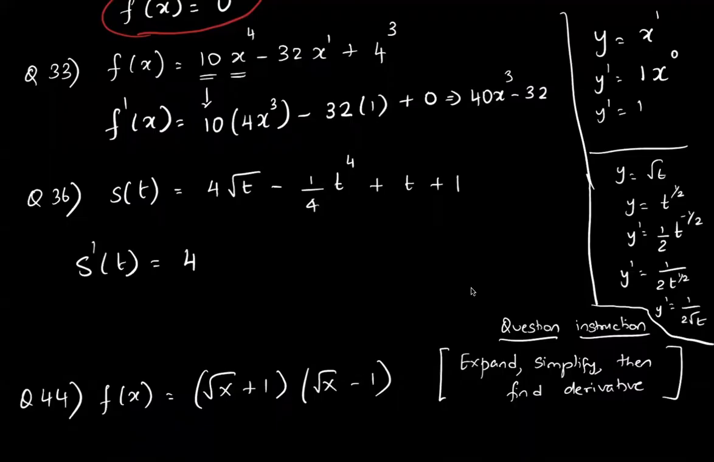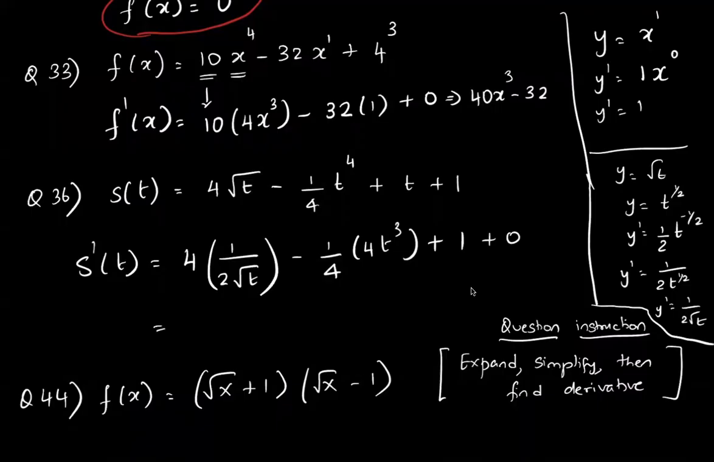The derivative of square root of t is 1 over 2 times square root of t. Then the 1/4 comes down. The derivative of t to the power of 4 is 4t cubed. The derivative of t is 1. The derivative of 1 is 0.